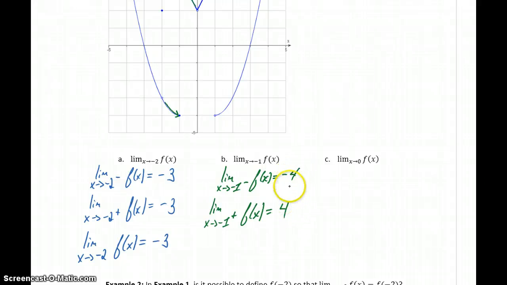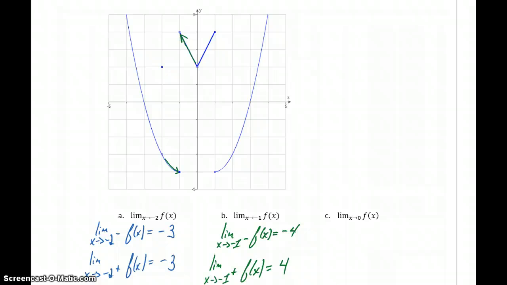So in this case, the limits are not equal. They're opposites of each other. So we have to say that the limit as x approaches -1 of our function does not exist. So our function doesn't have a limit at -1, even though it does have a left-hand limit and right-hand limit. Since in this case those are different, the limit itself doesn't exist.